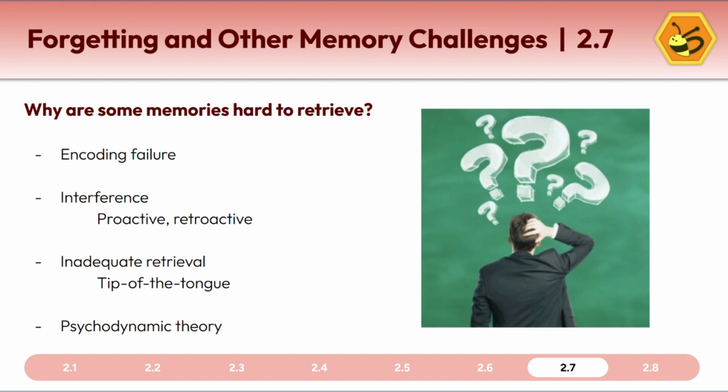Encoding failure is like tip of the tongue, right? No. Tip of the tongue is inadequate retrieval, where you know the information but you just need a hint to get it. Encoding failure is like you never properly learned the information in the first place. So you can't retrieve it because it's not even there, like you don't even know it. Yeah, you didn't process it properly.